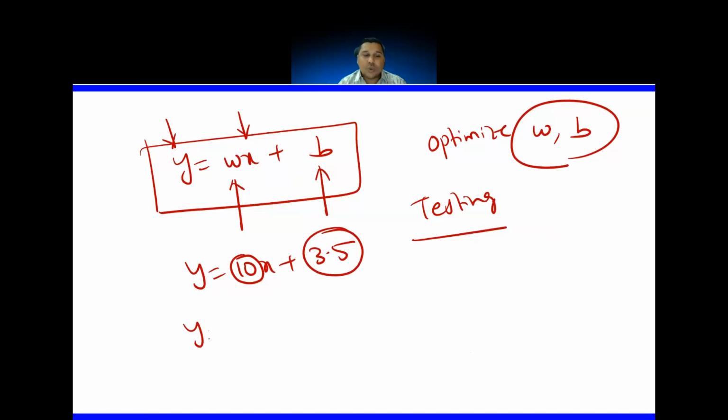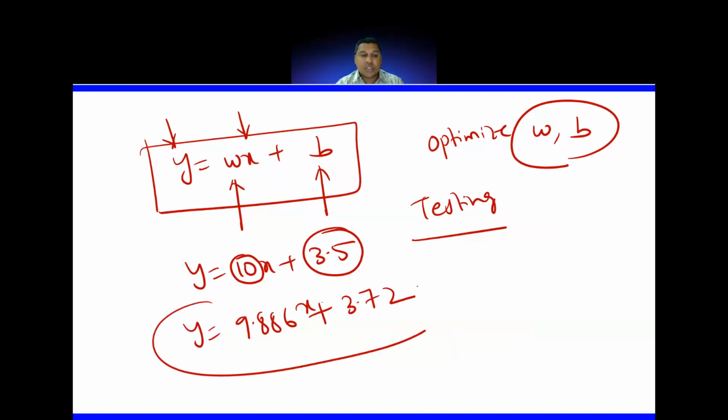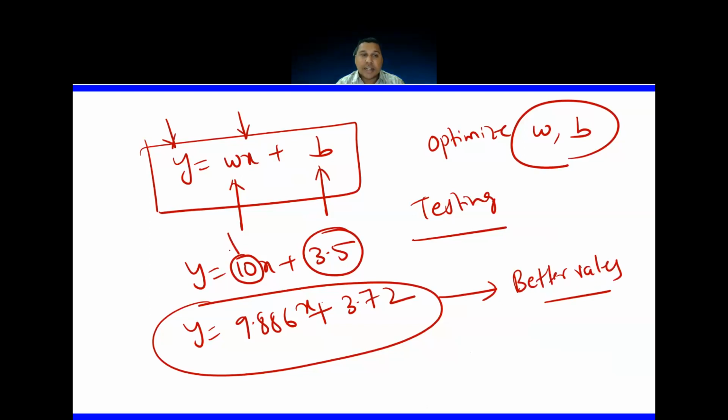Maybe when I change this equation to 9.886 plus 3.72, just assume that we change the values like this. When you change the values to 9.886 plus 3.72, in this case maybe we are getting better values. So it means we have to find the optimized values of this weight W and this error variable B. For that, we use the technique of optimization using gradient descent.